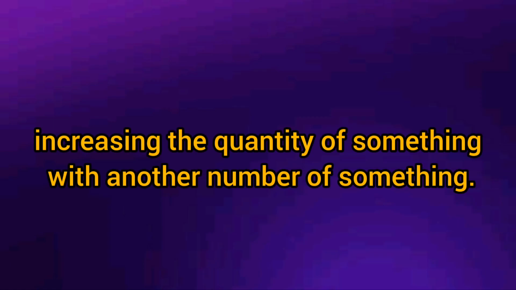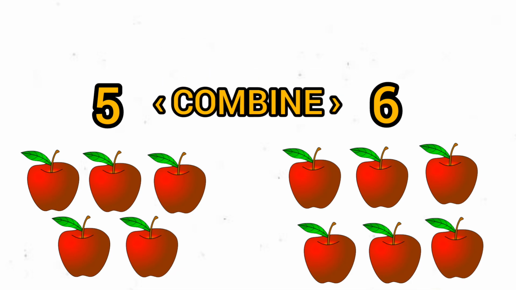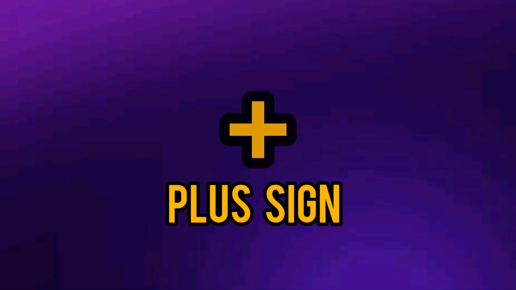Addition basically means increasing the quantity of something with another number of something. Here's another example. You have 5 apples and your friend gave you 6 more apples. Now just take the number 5, since you had 5 apples with you, and increase it with the number 6, since your friend gave you 6 apples. Now if you combine 5 with 6, you get 11. So you have a total of 11 apples with you. Great! And always remember this very important thing: the sign for addition is plus. It's called the plus sign.